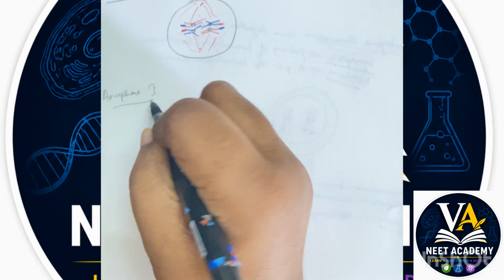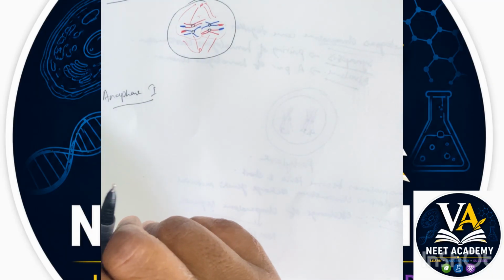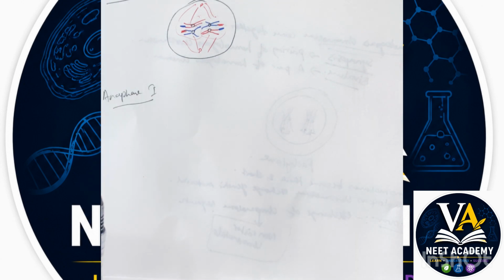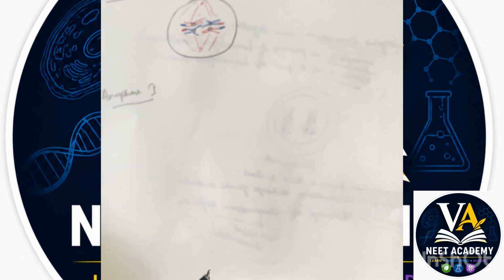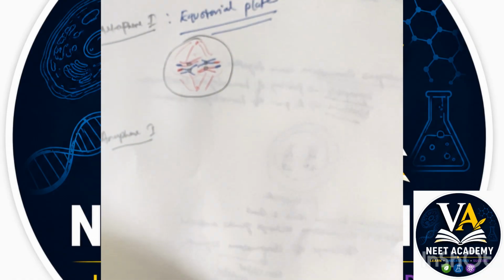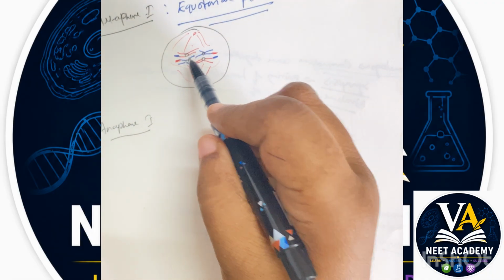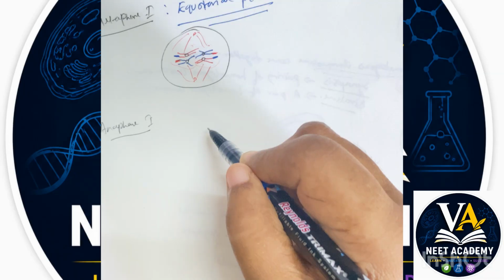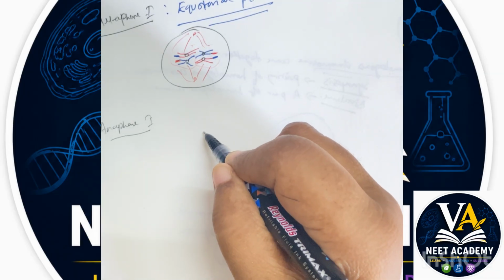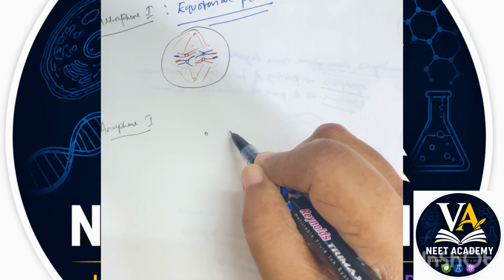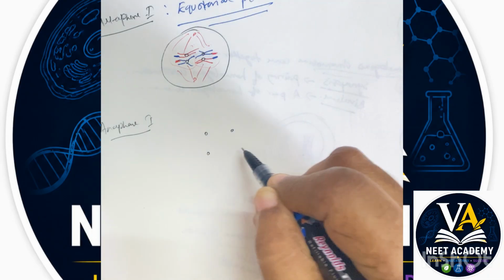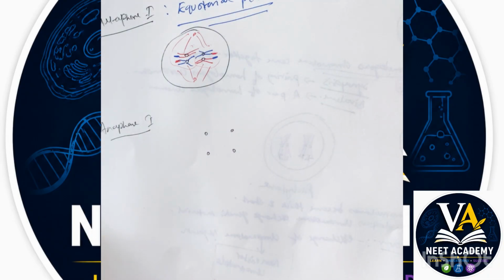Anaphase I, all of you know, this is where the actual reduction happens. What happens is the homologous chromosomes separate. I'll draw and tell you instead of explaining it through the writing portion, because that will make it clearer.